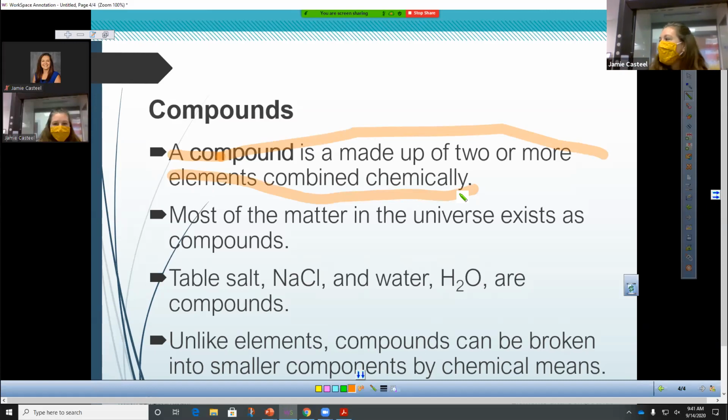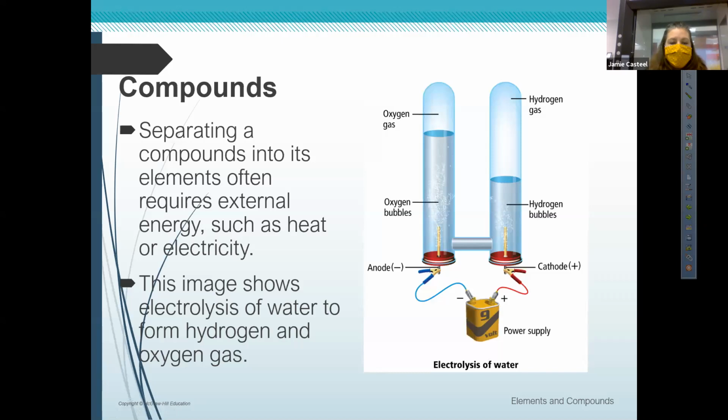What kind of things must I do to separate them? Chemical changes. Good. Okay, so remember, to separate compounds, we have to do chemical changes. One is what you see in front of you. This is the electrolysis of water. This picture is at the top of page 88. So if you can't see it well on my screen, go to page 88 and talk to me.